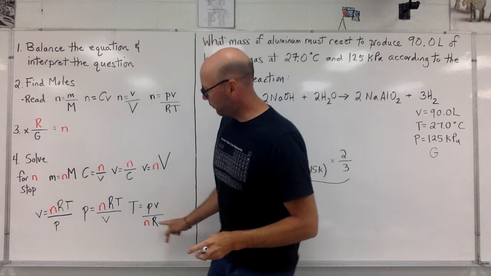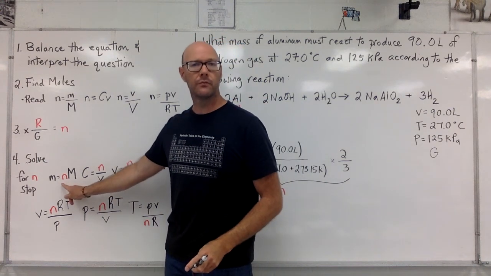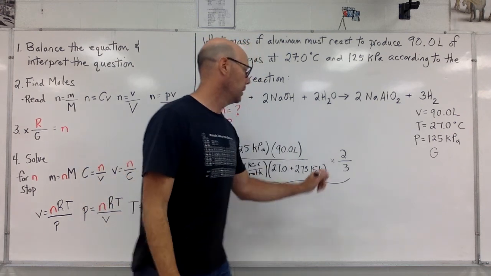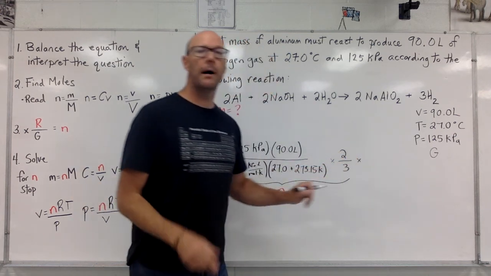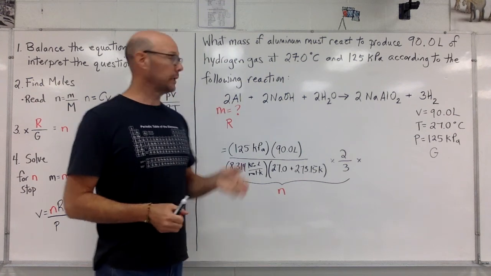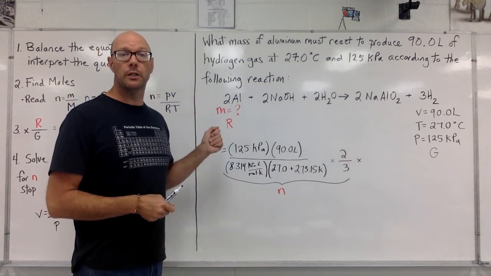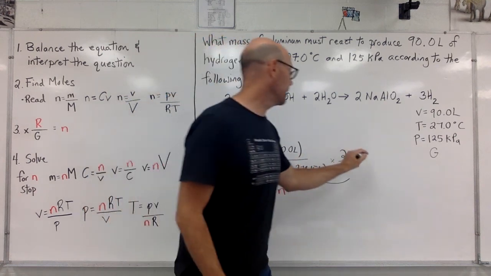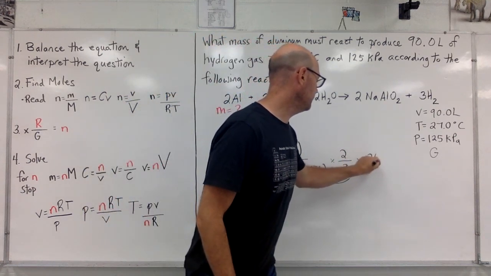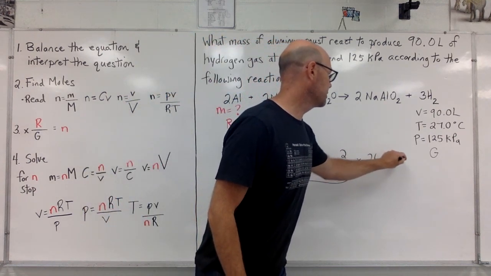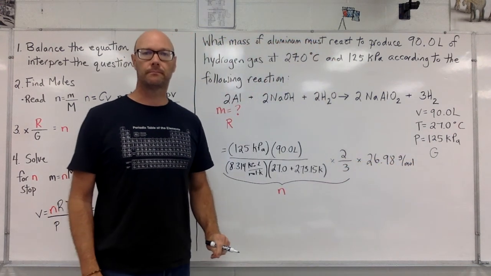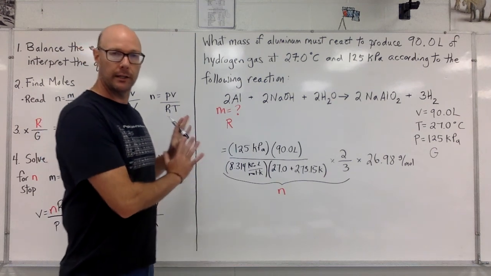Here, in step 4, there's only one formula that gives us the mass. It's the red N multiplied by the molar mass. So here, we're going to multiply by the molar mass. We're looking for the mass of the aluminum, so we're going to use the molar mass of that same chemical, which the periodic table tells me is 26.98 grams per mole. We have the whole calculation set up.